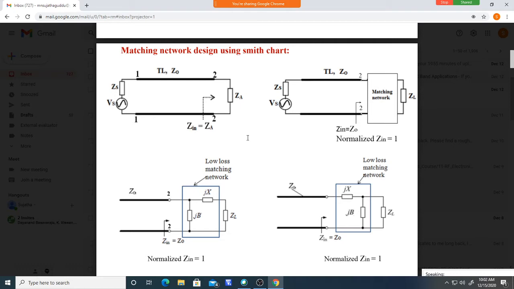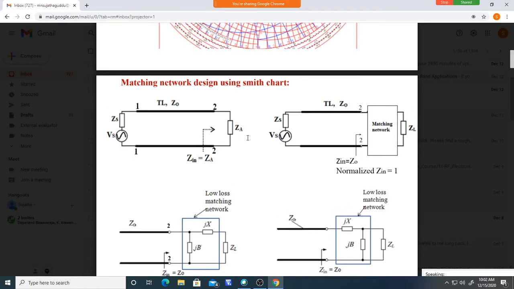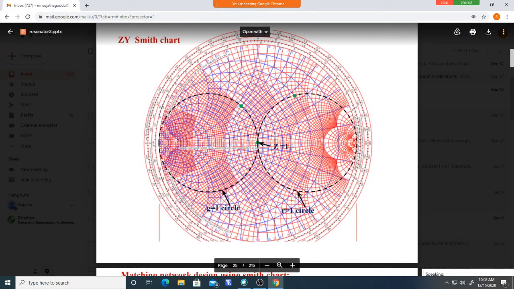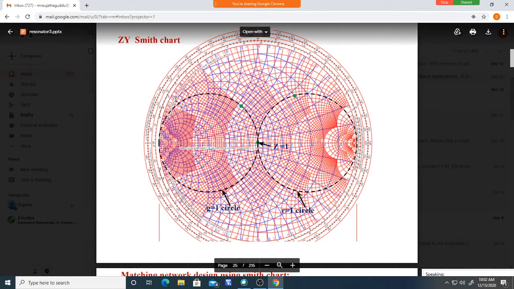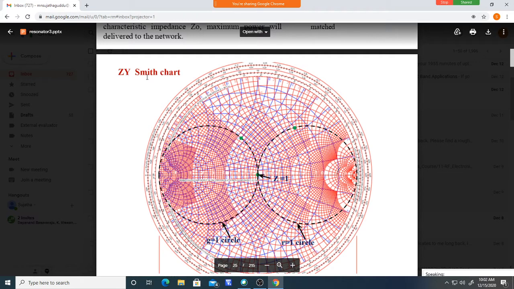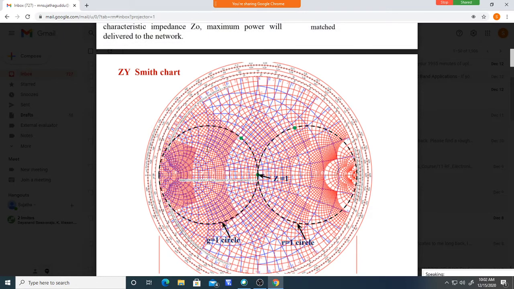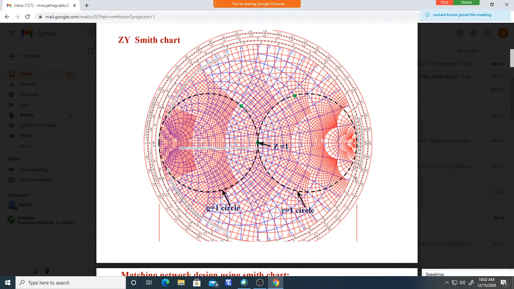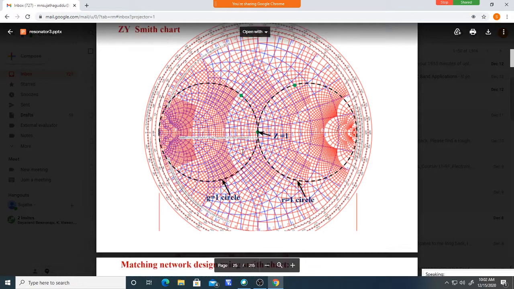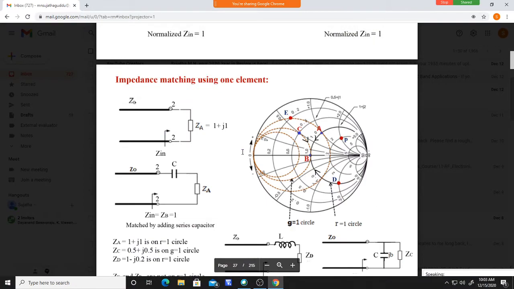In the ZY Smith chart, there are four types of circles. They are associated with the impedance and the admittance. Associated with the admittance, there are two types of circles: susceptance circles and conductance circles. And associated with the impedance, again there are two types of circles: reactance circles and resistance circles. So it is a combination of all four types of circles.